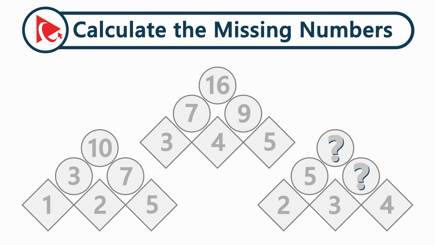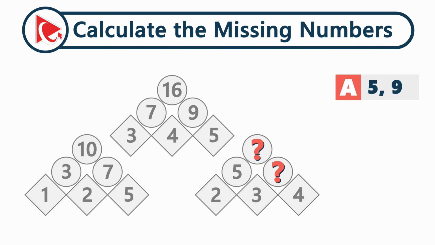It's a pyramid, consists of diamonds and circles. The first shape has numbers 3, 1, 2, 5, 7, and 10. The second shape has numbers 7, 3, 4, 5, 9, and 16. And then the third shape has numbers 5, 2, 3, 4, and then comes the set of 2 missing numbers, which you need to calculate and select out of 4 possible choices.